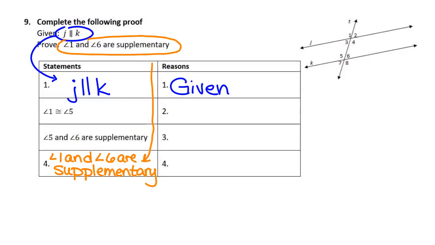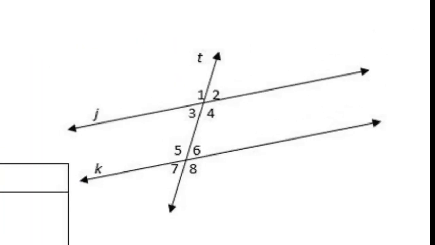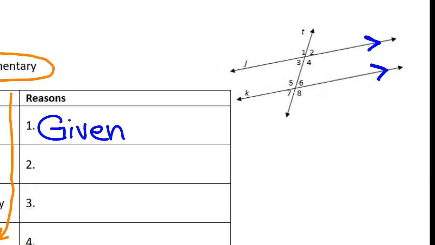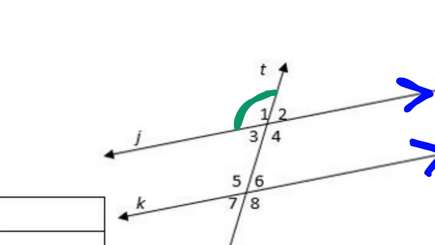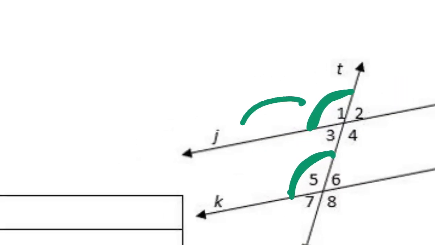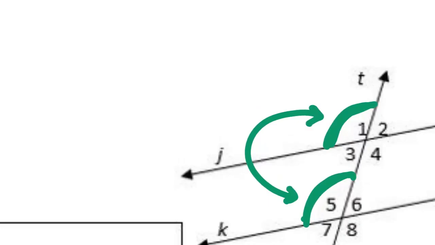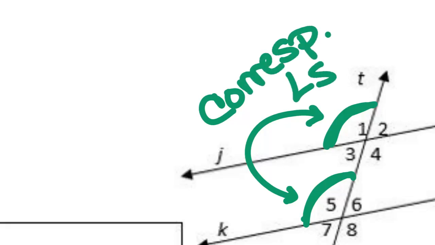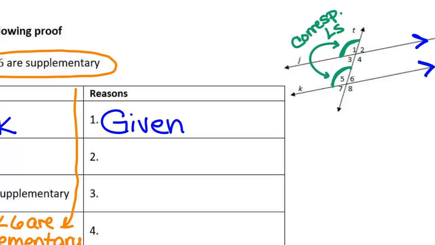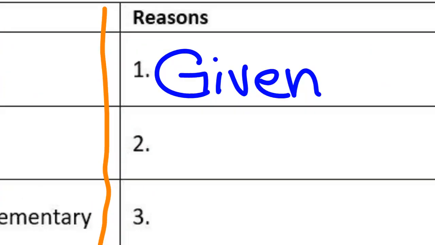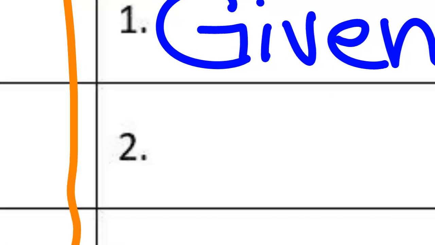All right, so let's figure out why we can make these statements. We know that these two lines are parallel because that was my given information. The next statement they make is that angle 1 and angle 5 are congruent. What kind of angles are angle 1 and angle 5? They're corresponding angles, yes. And when the lines are parallel, my corresponding angles are congruent. That is the corresponding angles theorem.